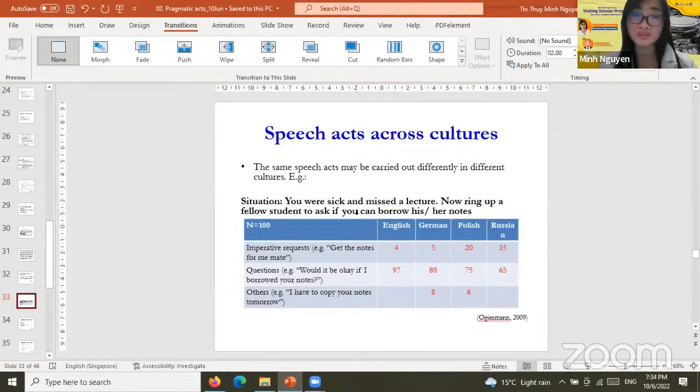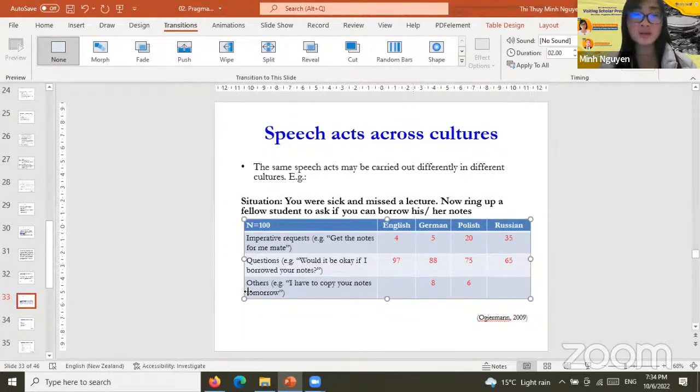That's a big sample size, right? 400 university students who speak English, German, Polish, and Russian as their first language. She asked these people what they would say in this situation in their language. And this is what she found.